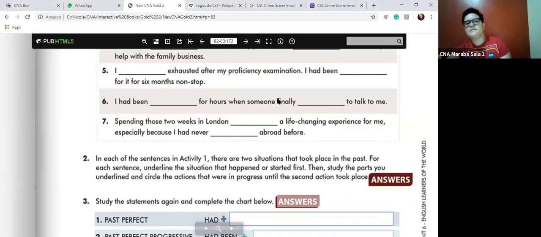In each of the sentences in activity 1, there are 2 situations that took place in the past. For each sentence, underline the situation that happened or started first. Then study the parts you underlined and circle the actions that were in progress until the second action took place. For this, we need some important information.